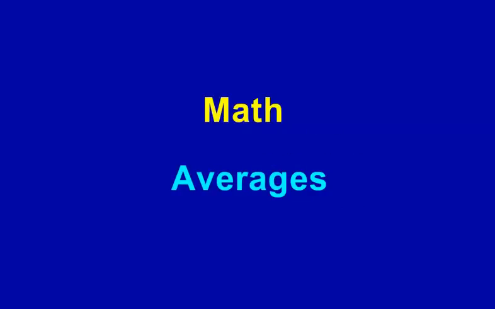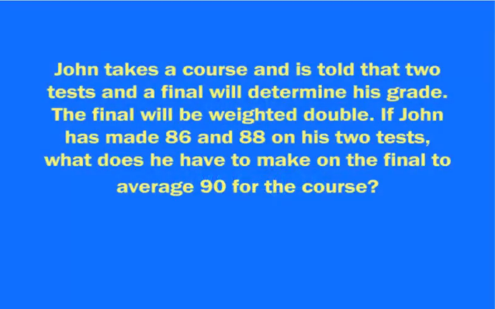First, we'll take a look at averages. They're quite likely to give you a problem like this, where it says John takes a course and is told that 2 tests in the final will determine his grade. The final will be weighted double. If he's made an 88 and 86 on his first 2 tests, what does he have to make on the final to average 90 for the course?